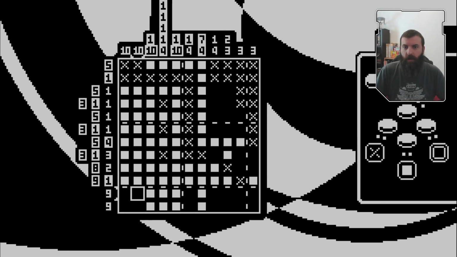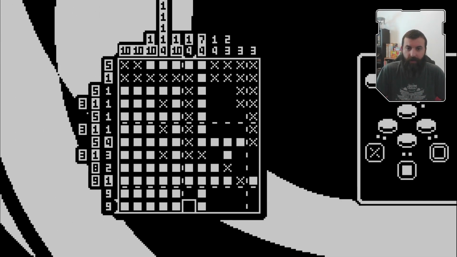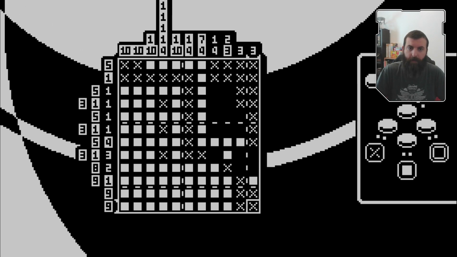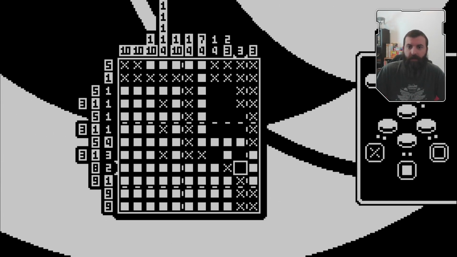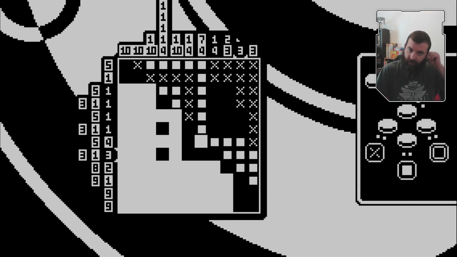That does mean that we know where these 10s are, and that gives us a leftmost edge for our 9s. So we can go ahead and fill them in. Which does mean that we now know where the rest of this 3 is. This is a horizontal 2, so that has to be filled in. Horizontal 3, bam.